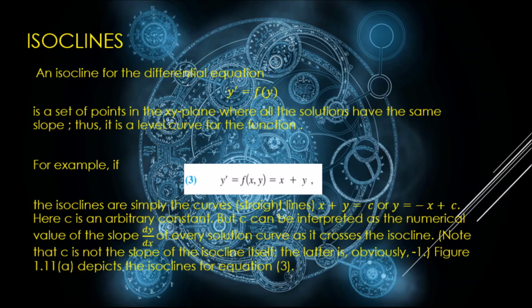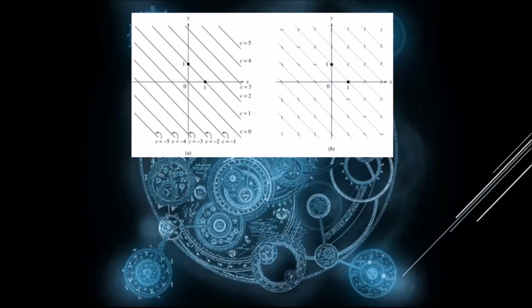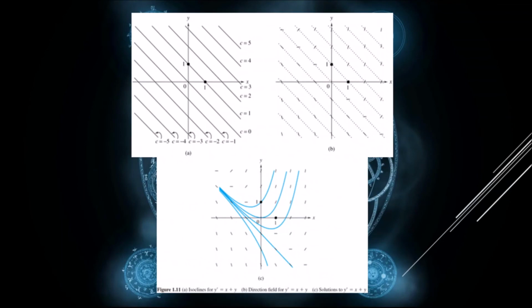Figure 1.11a depicts the isoclines for equation 3. So here is Figure 1.11. For letter A, those are the isoclines for y prime is equal to x plus y. For letter B, those are the direction fields, and for letter C, the solutions to the differential equation.